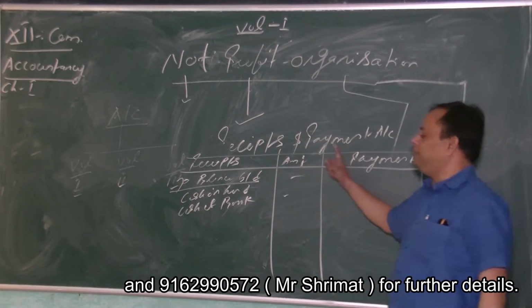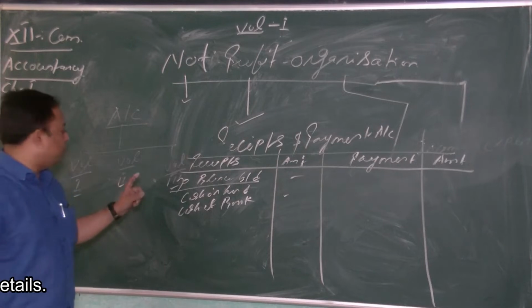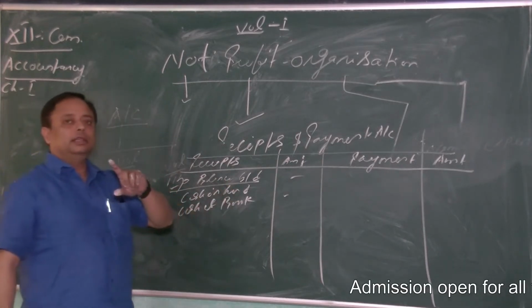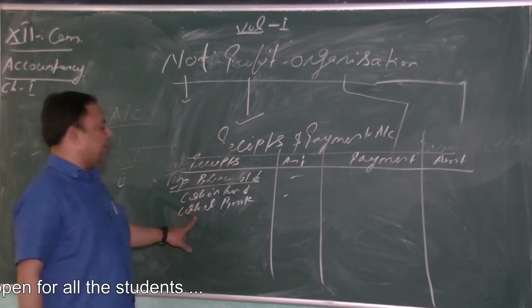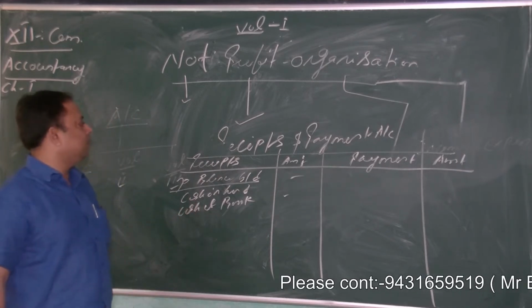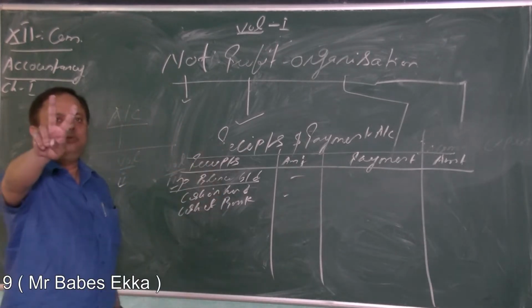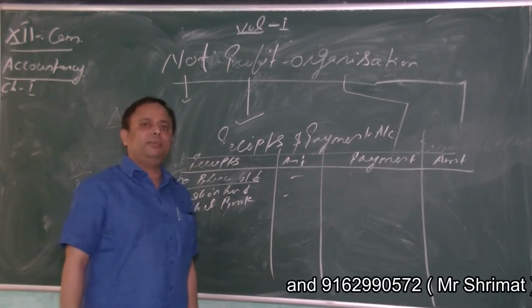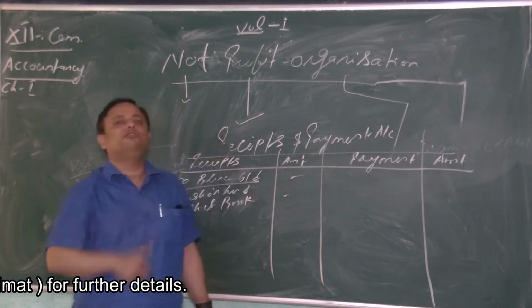Again, in the receipt and payment account, we start with "To balance b/d". The "To balance b/d" means opening cash in hand and cash at bank. And again, you have to explain receipts. There are two types of receipt. The first is called revenue receipt, and the next is called capital receipt.